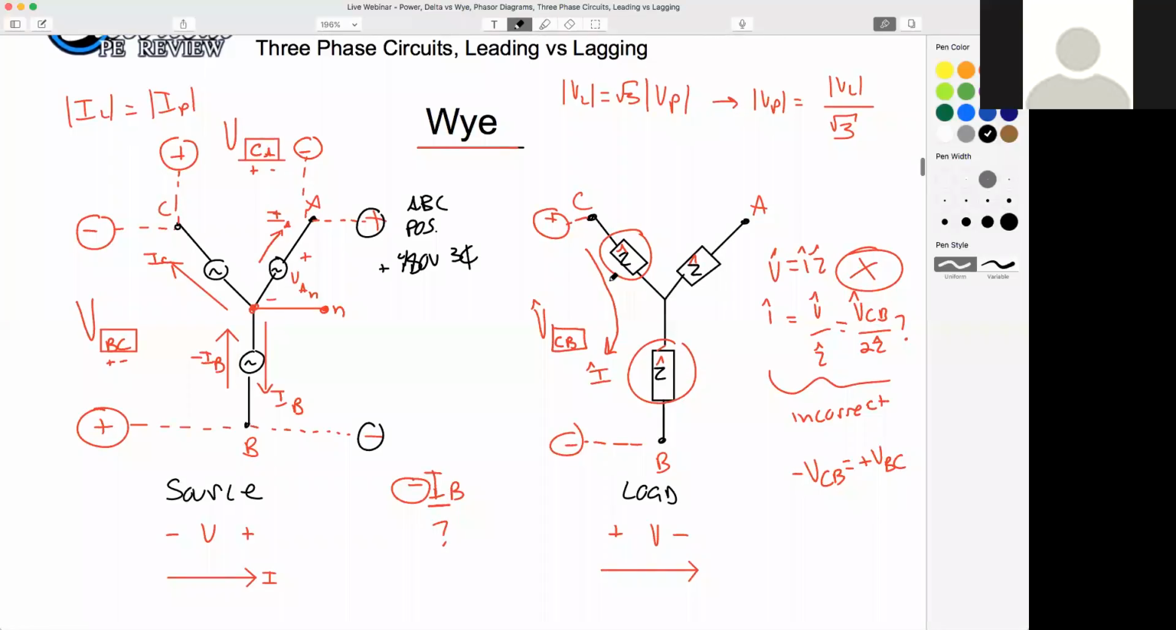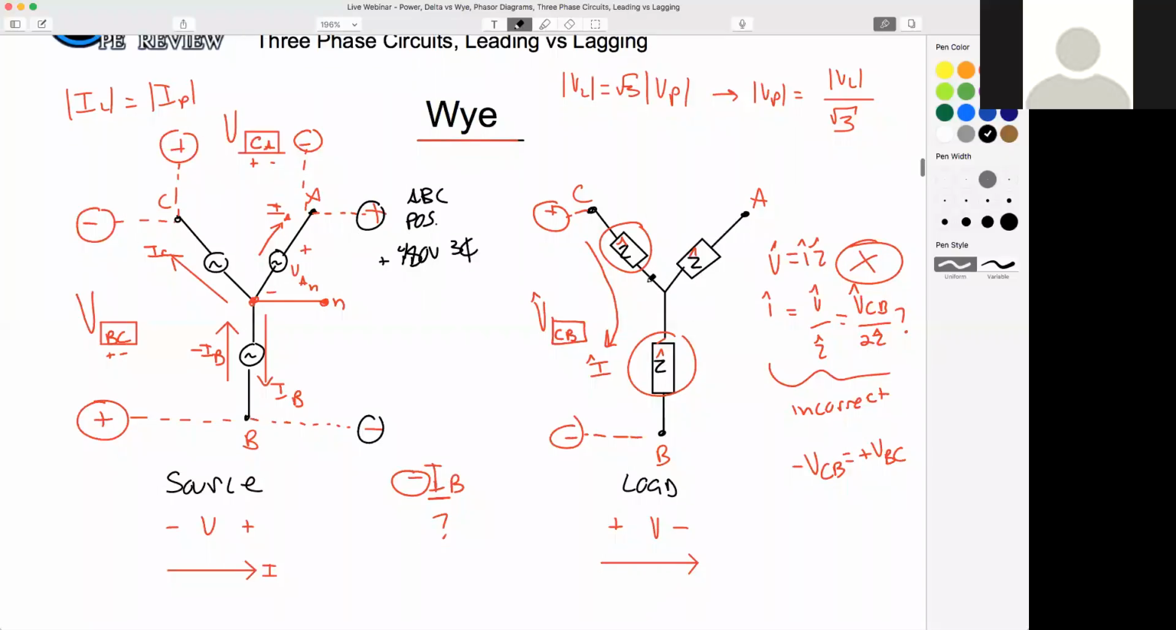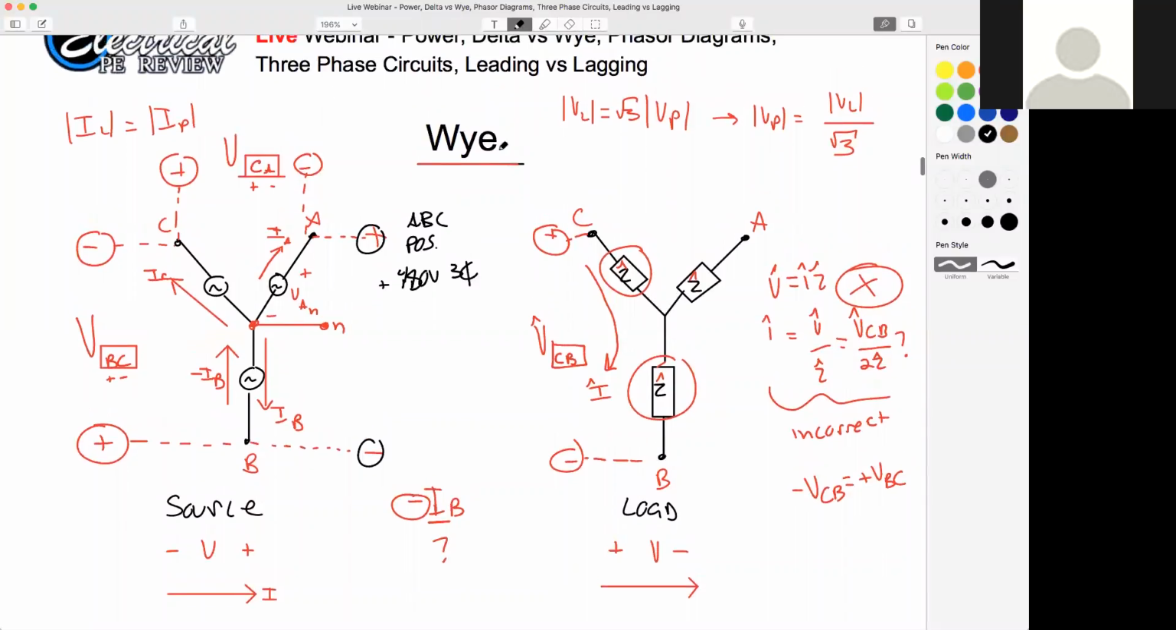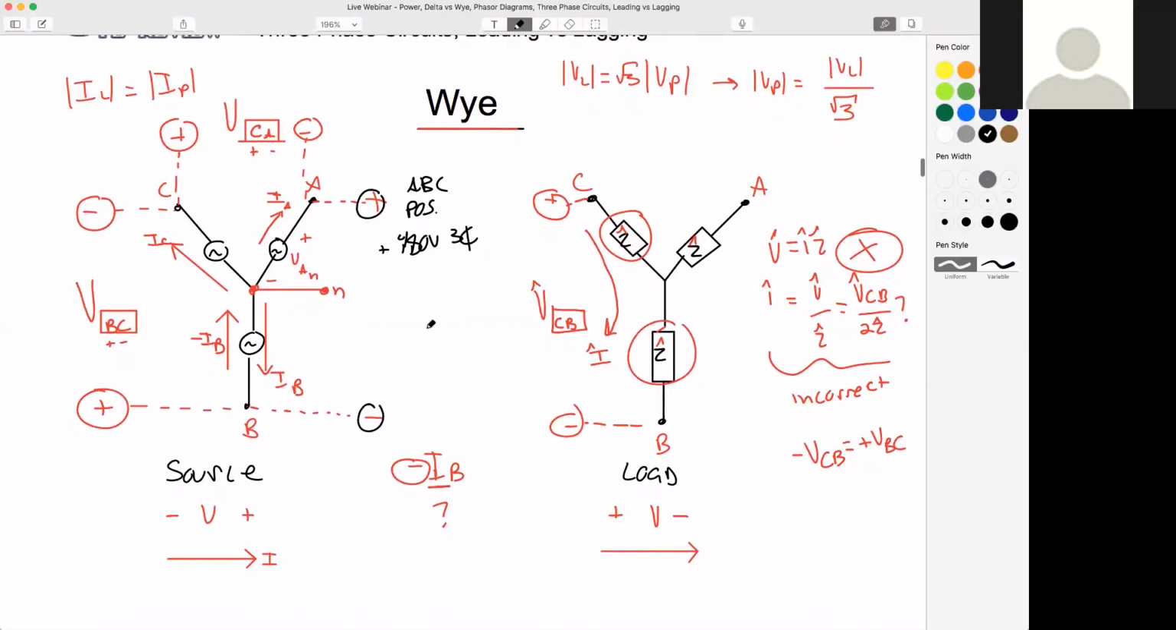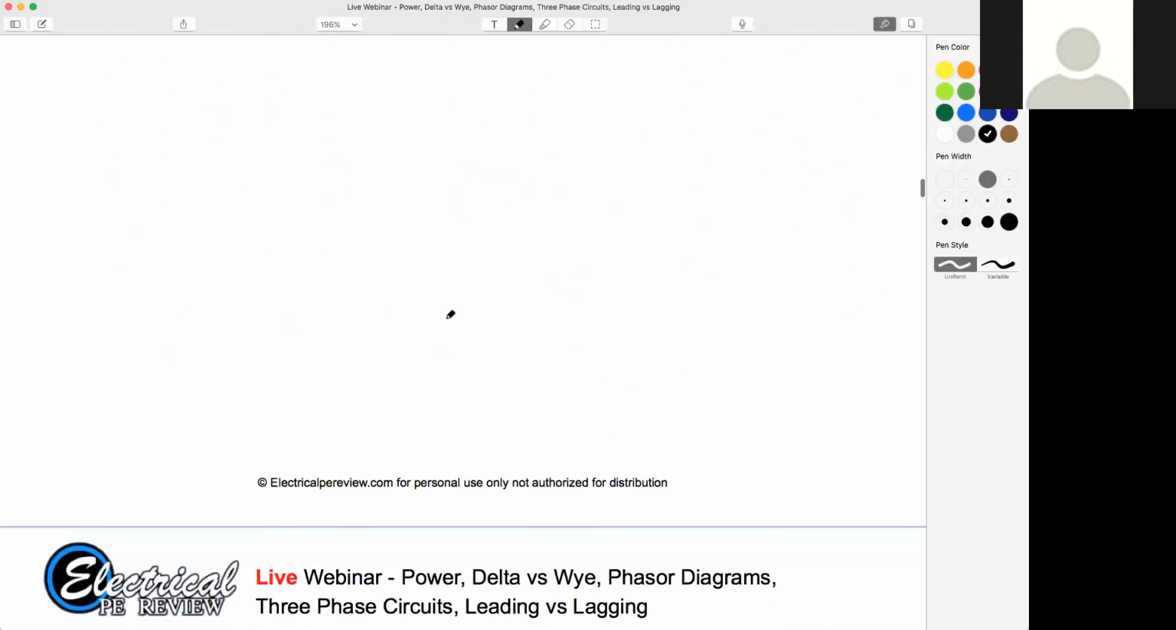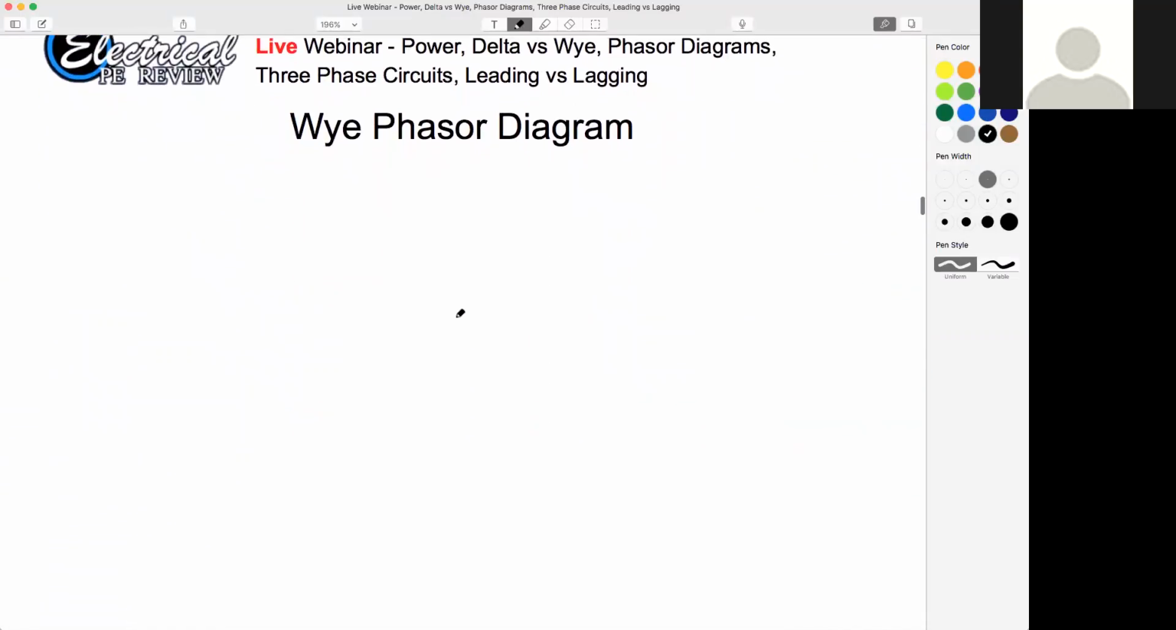Okay. Mary said okay. All right, I'm going to move on to the phasor diagrams for Y. Does everyone feel comfortable with what we just did for the source and for the load? This is kind of all we can really talk about from where we're at. So I'll scroll down. Y phasor diagram.